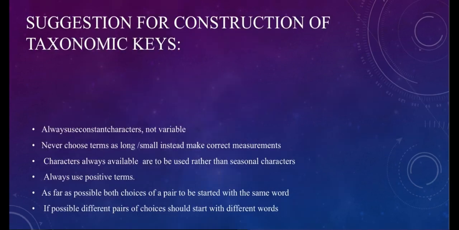Next, suggestions for construction of taxonomic keys. First point, always use constant characters, not variable. Never choose terms such as long or small. Instead, make a correct measurement. Characters always available are to be used rather than seasonal characters, and always use positive terms.